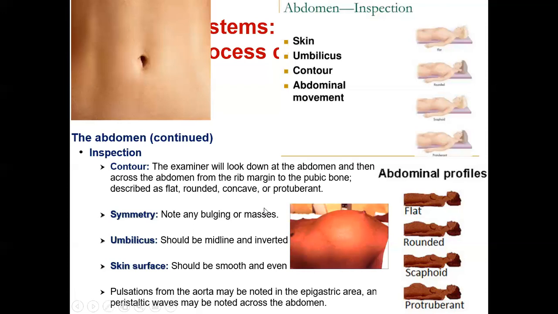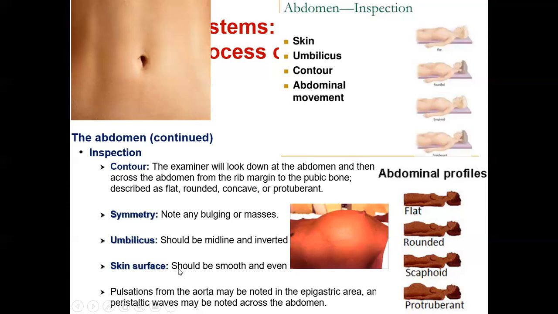Like when a patient presents with pyloric stenosis, we can see the olive-like mass. Or with any tumor, we can see the mass. And also the umbilicus. In this picture, the umbilicus is in the center and inverted. But in this picture, the umbilicus is not in the center because of ascites.